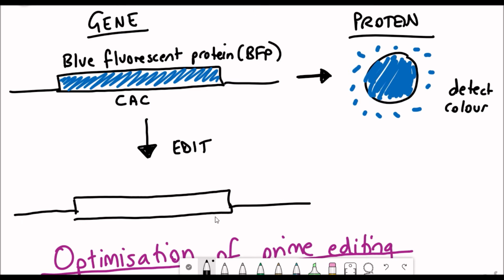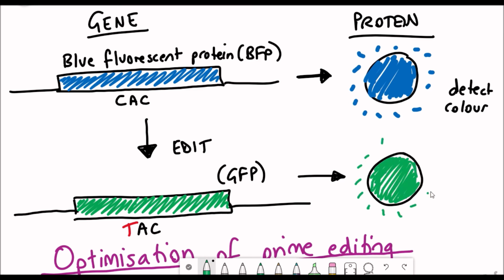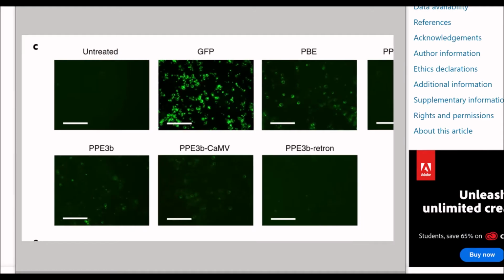And so if editing is successful, by changing just one codon from CAC to TAC, you turn this blue protein into a green protein. And so the number of cells that are green gives you a readout on the editing efficiency.